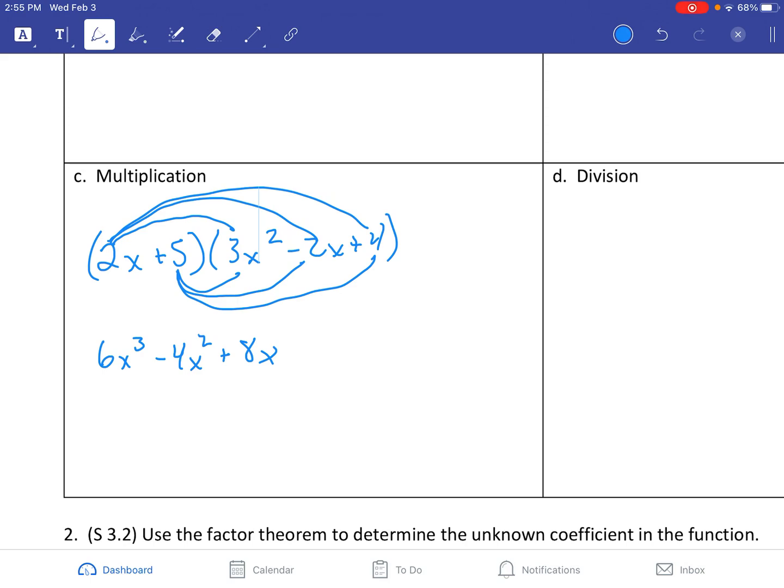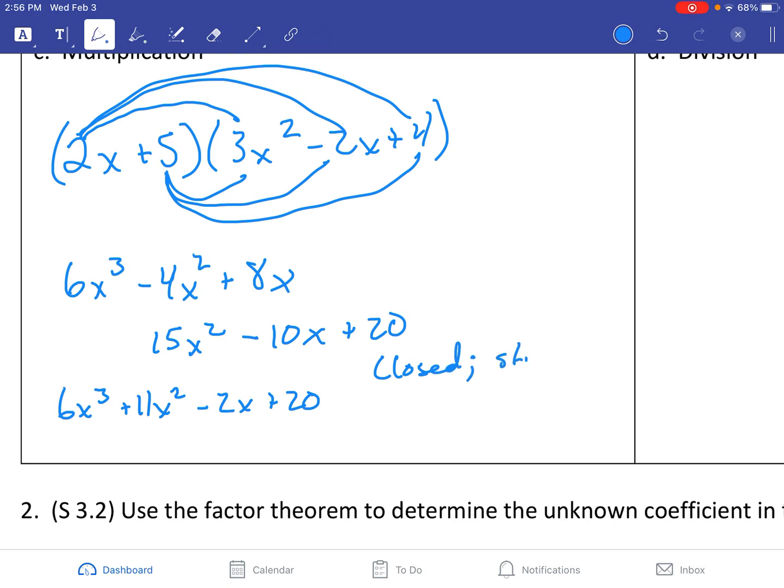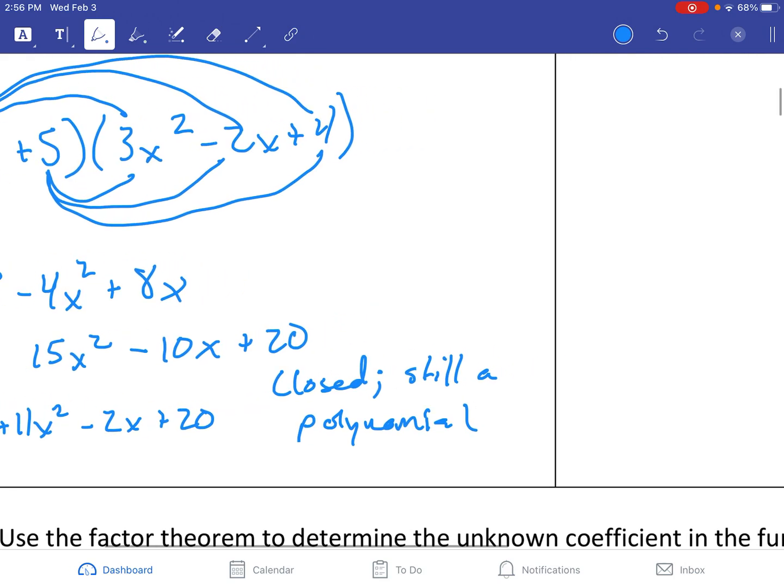All right, then we do the 5. 5 times 3x squared is 15x squared. 5 times negative 2x is negative 10x. 5 times 4 is positive 20. Combining the like terms, we get 6x to the third plus 11x squared minus 2x plus 20. And it is closed as it is still a polynomial. We started with two polynomials, we ended with a polynomial.